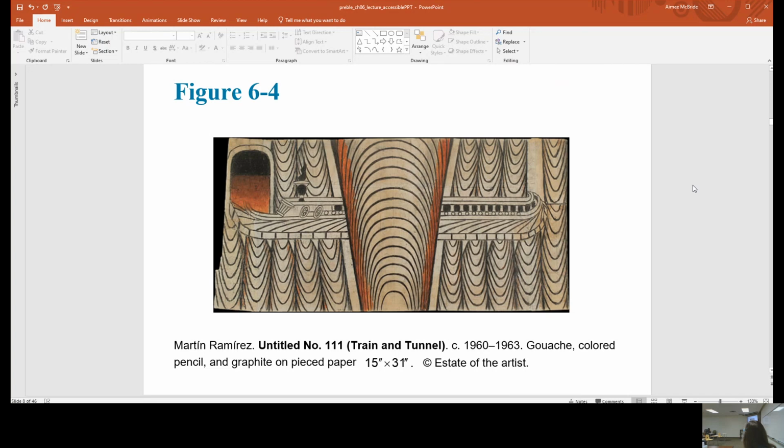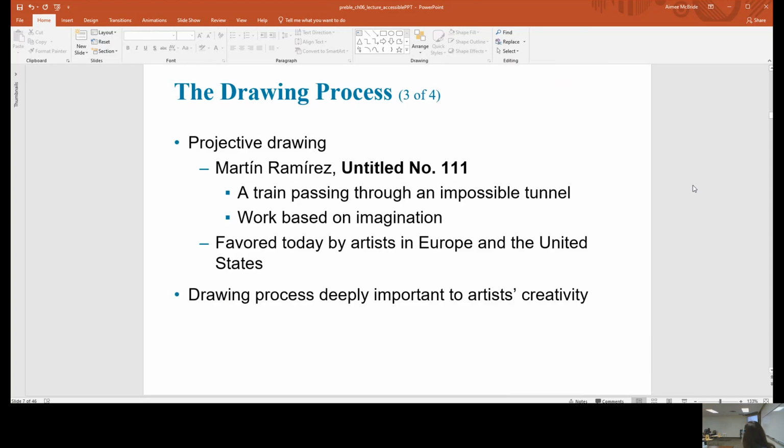I don't know. He'd never really been super prevalent in the art world, and all of a sudden, the last few months, now everyone's wanting to collect them. But hey, whatever. So in that drawing, it is an image of a train passing through an impossible tunnel that he has come up with in his brain.